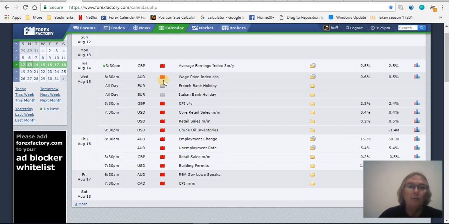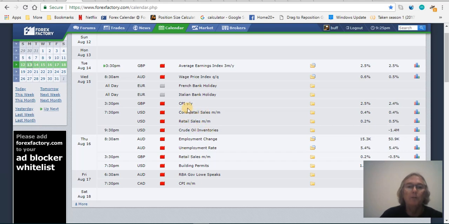So Wednesday we've got a bit of stuff out of Australia, UK and the USD, which is the crude oil inventories and retail sales. That can move the US dollar market. Someone's got holidays. France and Italy have got bank holidays on Wednesday, so they're having a day off.